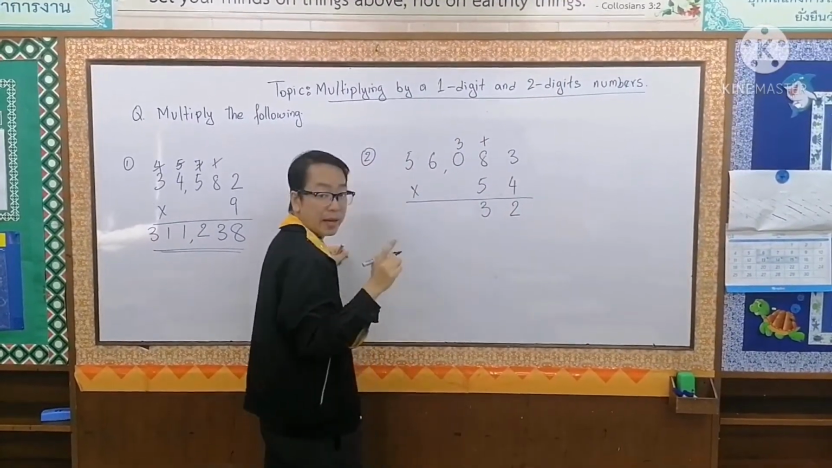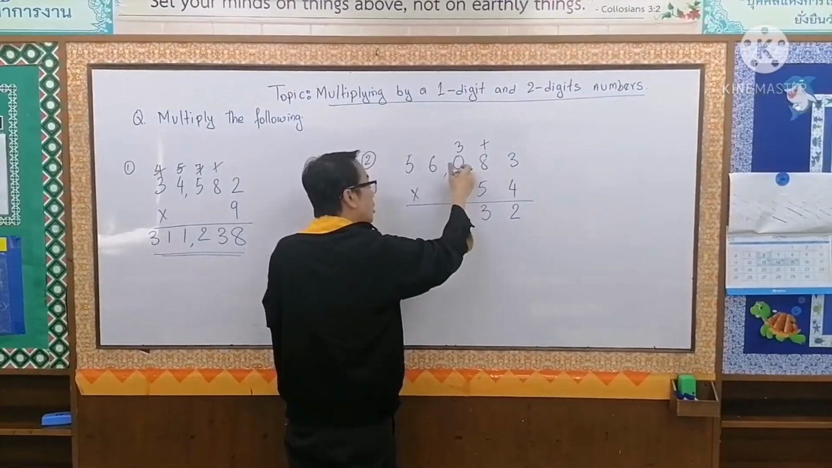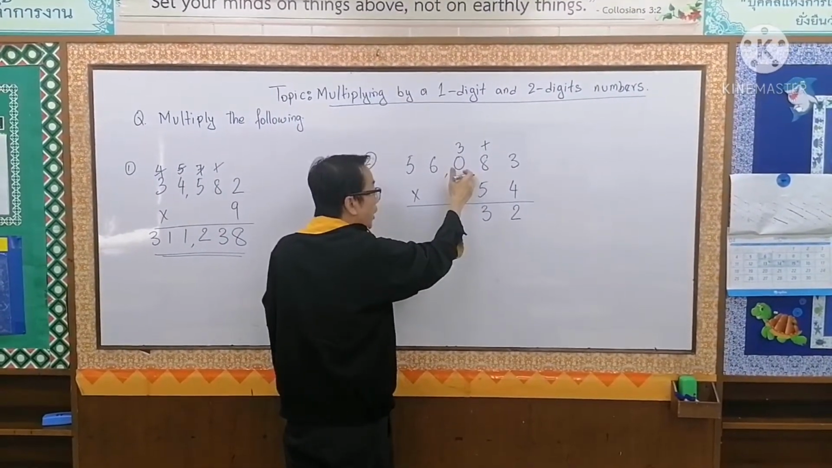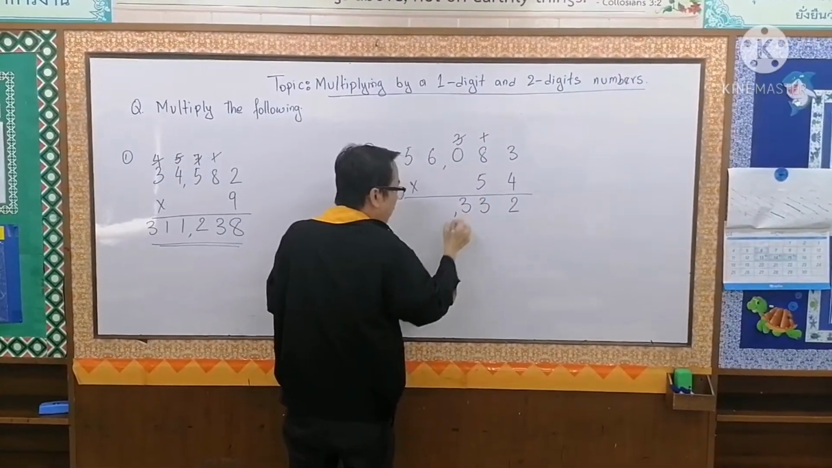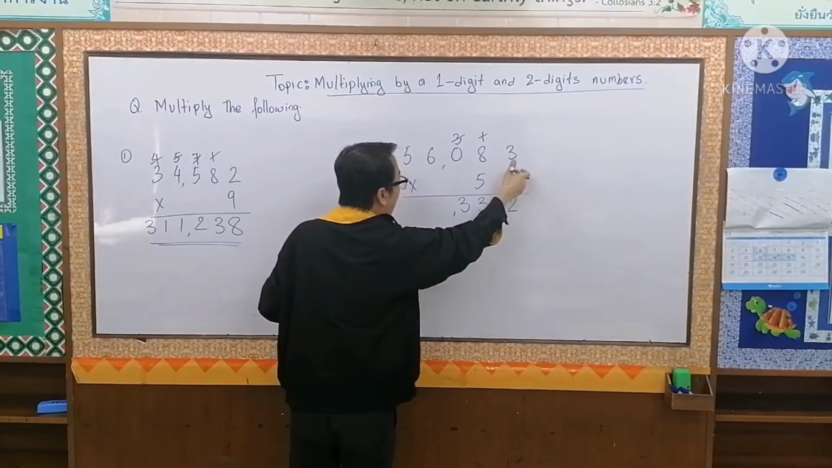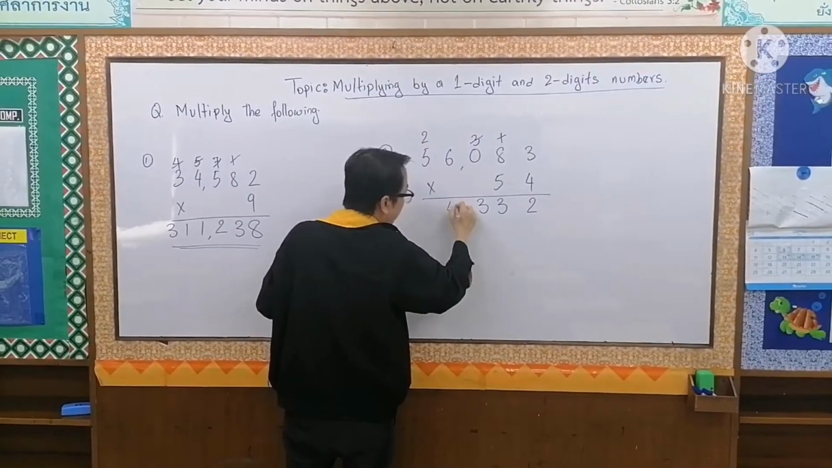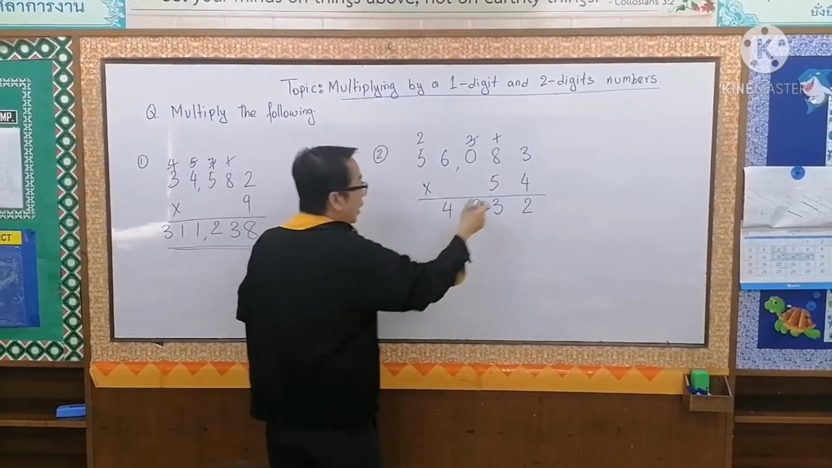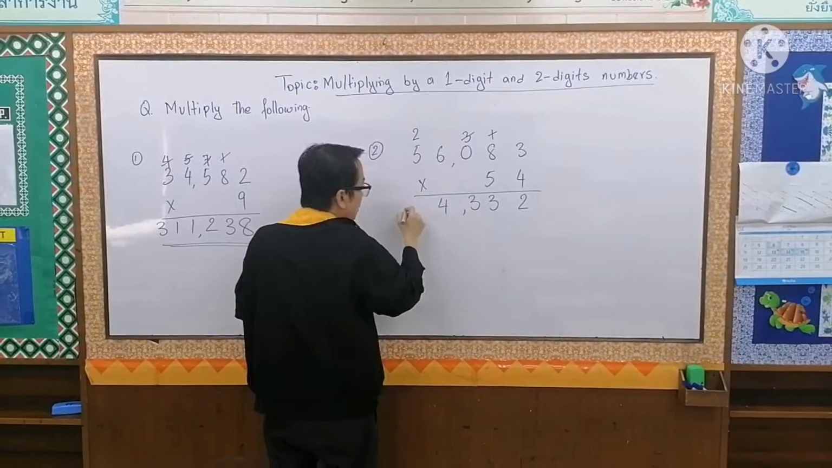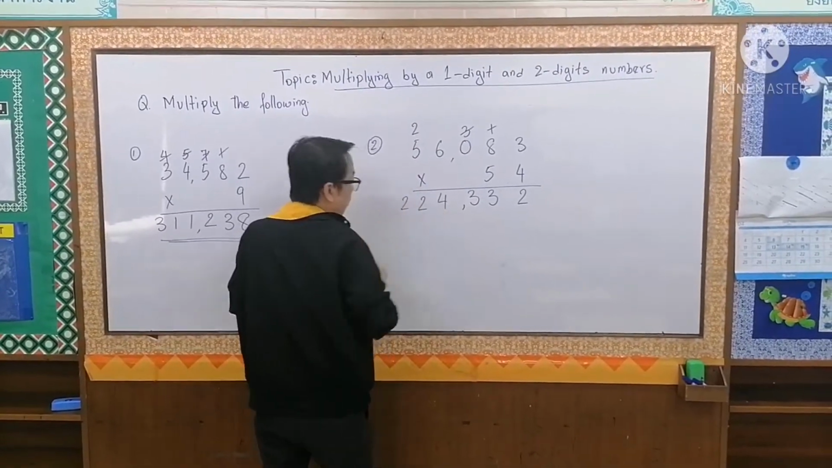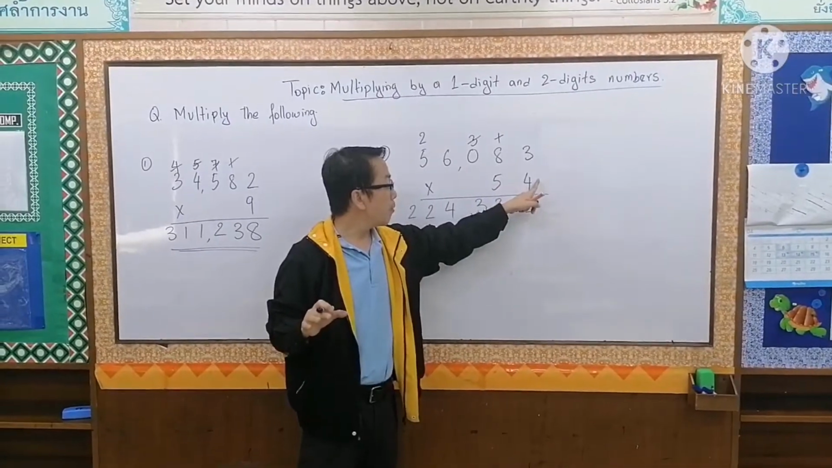Next, 4 multiplies 0. 4 times 0 is 0, and then you add 3 gives you 3 with a comma. 4 times 6 gives you 24. And next we have 4 times 5 is 20. 20 plus 2 is 22. Now we're done with multiplying the number by 4.